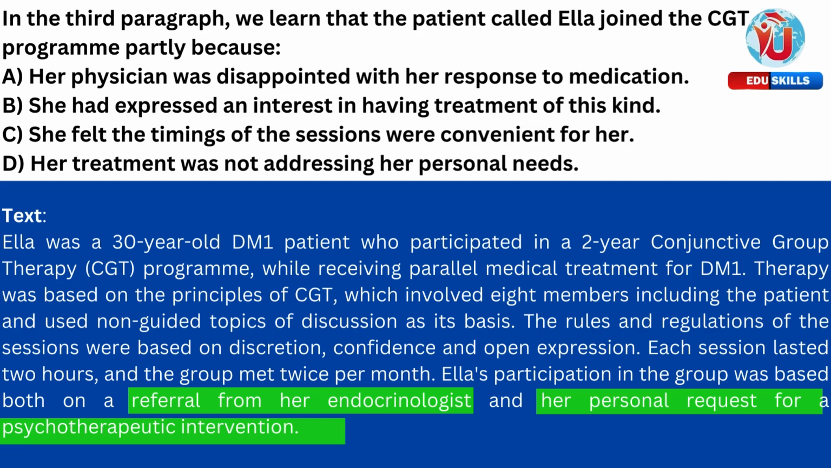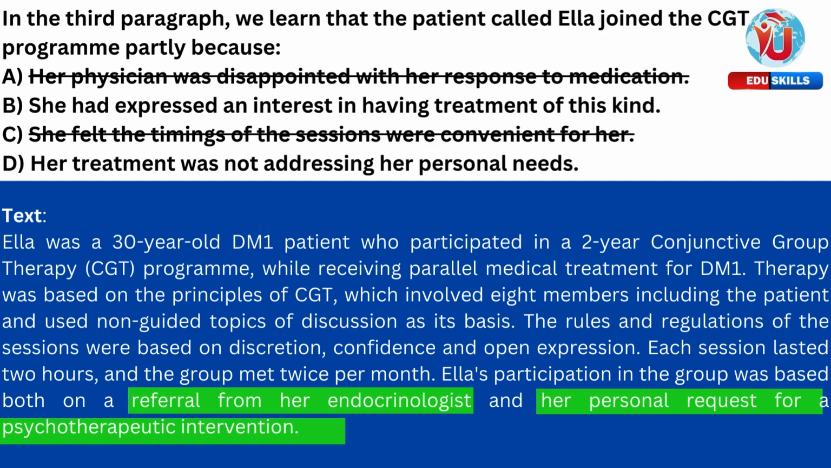Option A. There's no mention in the text that her physician was disappointed with her response to medication, so we can eliminate this option. Option B. This aligns with the text, as it clearly states Ella requested this kind of psychotherapeutic intervention, indicating her interest. Option C. The text does not mention anything about the timings of the sessions being convenient for Ella, so we can rule this one out.